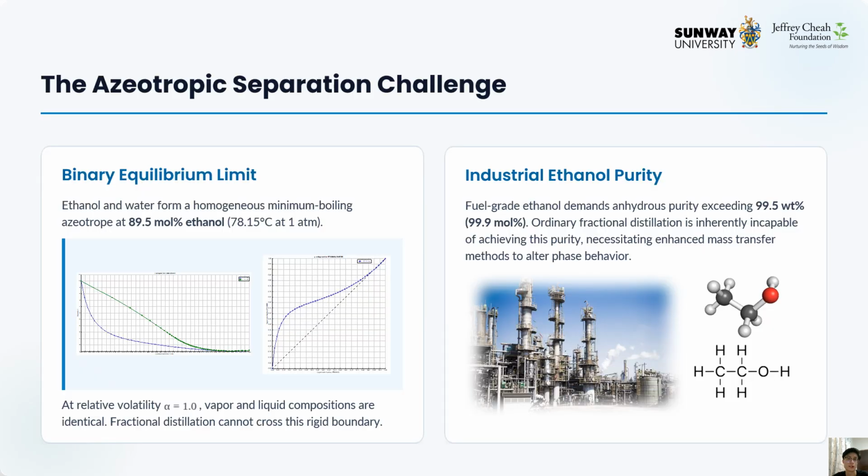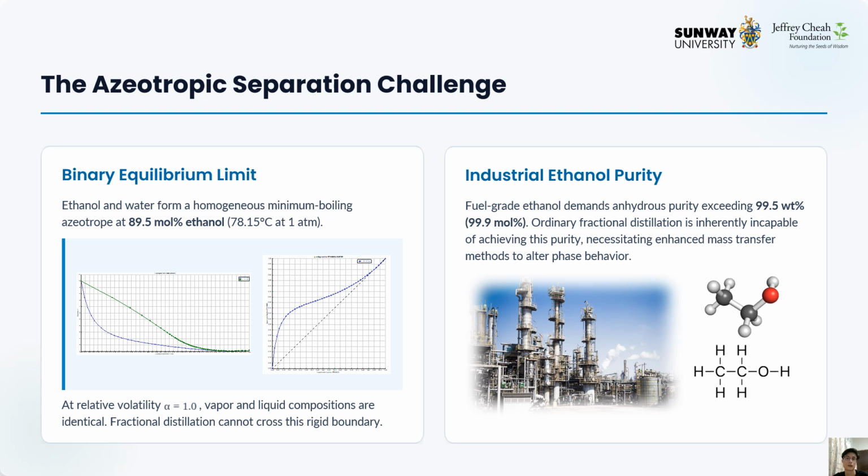So to understand why we need advanced distillation, we first have to look at the thermodynamic limits of the ethanol-water mixture. Ethanol-water forms a homogeneous minimum-boiling azeotrope at 89.5 mole% ethanol at atmospheric pressure. At this point, the relative volatility becomes 1, meaning the vapor and liquid compositions are identical. And because of this rigid boundary, standard fractional distillation simply cannot exceed this purity.